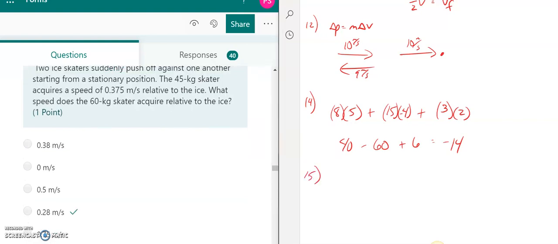Two ice skaters suddenly push off against each other, starting from a stationary position. The 45 kilogram skater achieves a speed of 0.375. What's the speed of the 60 kilogram skater?